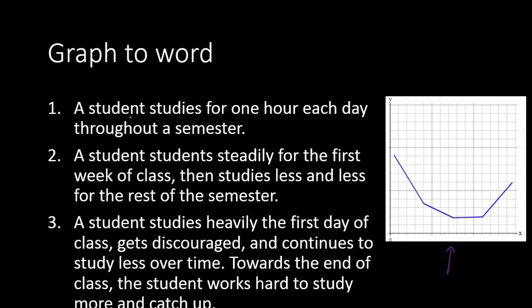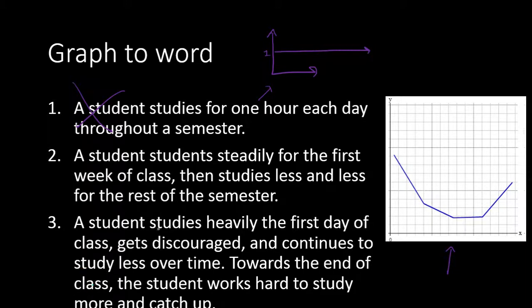So situation 1, a student studies for 1 hour each day throughout a semester. So if you're studying for 1 hour each day, then if I have my graph, wouldn't your hours just be a straight line, right? If you're consistent every single day, you did 1 hour of study. The graph would just be a horizontal line. So it can't be situation 1.